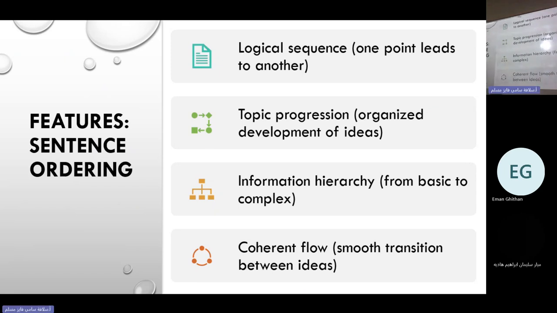Sentence ordering. Okay. Logical sequence. One point leads to another. Topic progression. Organized development of idea. ما بينفع تحطوا لي فكرة تروحوا تنطوا على فكرة ثانية ترجعوا بالباراجراف الثالث ترجعوا للفكرة الأولى. Okay, you have to follow a logical flow of idea. Information hierarchy from the basic to the complex. Okay, to make it easier for people when reading to understand what is simple and then to build upon it to the more complex idea.